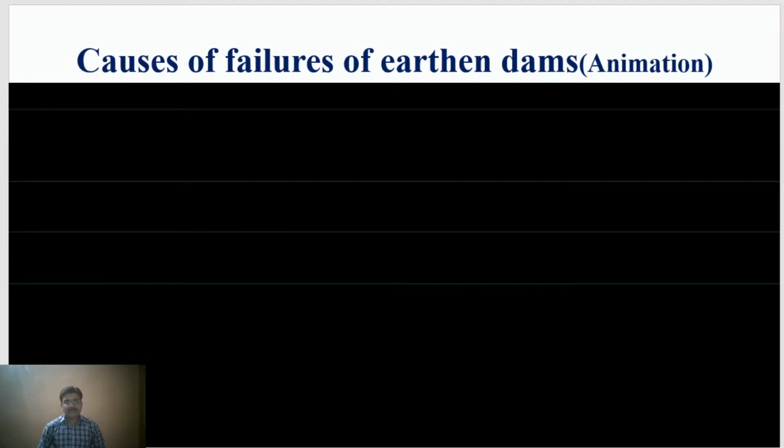Now I am going to show you a small animated video which describes the causes of failure of the earthen dam. There are three types: hydraulic failure, seepage failure, and structural failure.